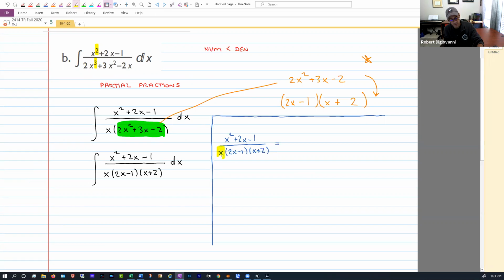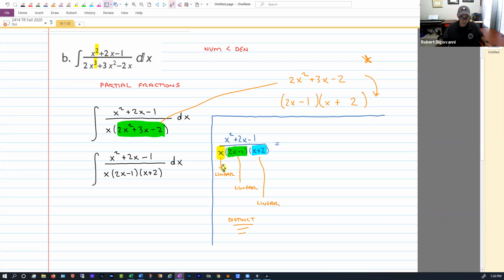So let's take a look at this first factor, x. Does everyone agree that that's just a linear factor? x by itself is linear, right? Then we look at the next factor, 2x minus 1. Again, another linear factor. And then we look at the last one, x plus 2. That's another linear factor. They're all linear. Not only are they all linear, they're all distinct. Distinct meaning that they are all different, right? They're not the same factors.